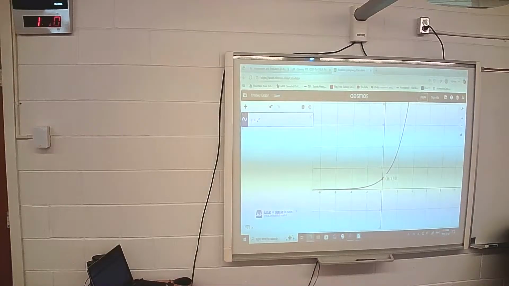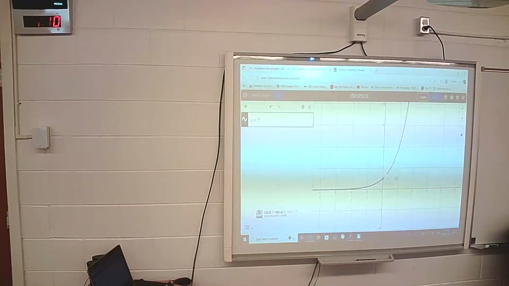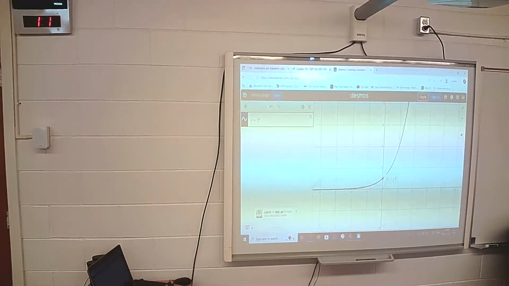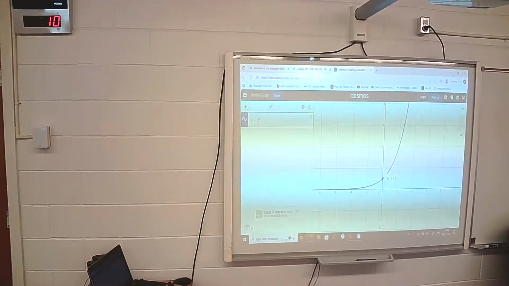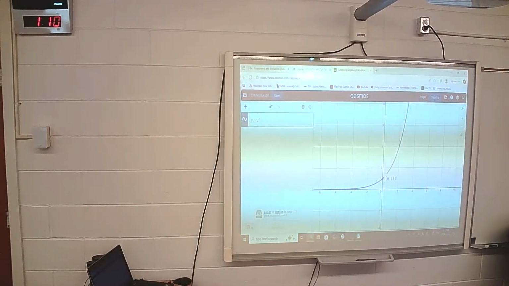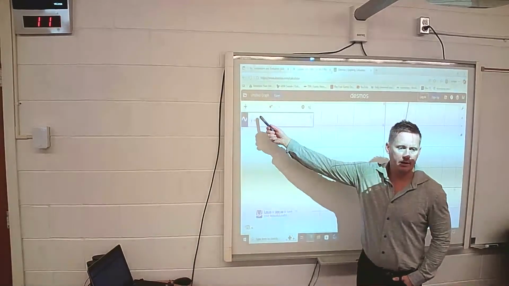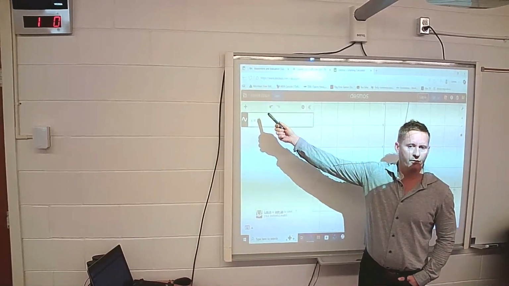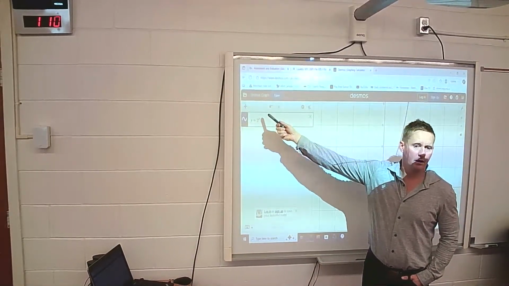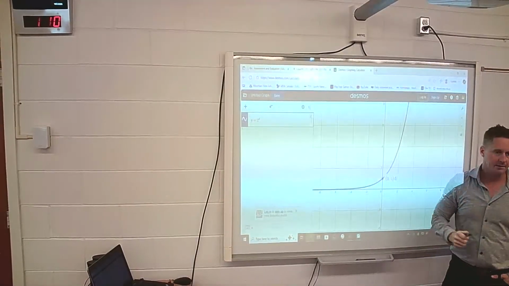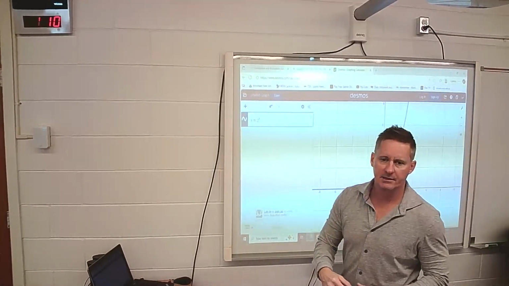So what that means is that no matter what the base value is, these graphs are going to cross at 0 and 1. Because the x value is 0, here is your exponent, so it's 2 to the 0, or 3 to the 0, or 4 to the 0. It'll be at 0 and 1. So that's one of the primary characteristics of this.